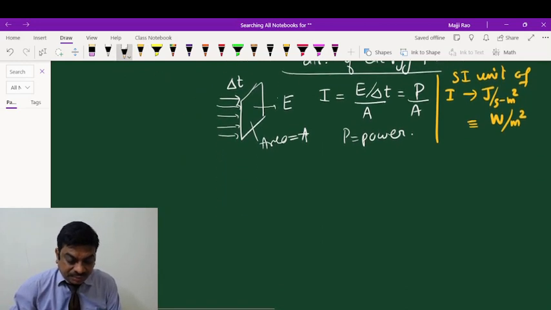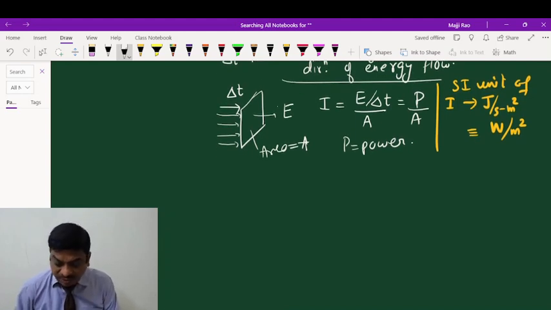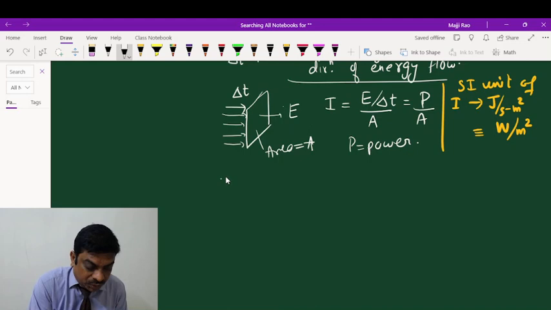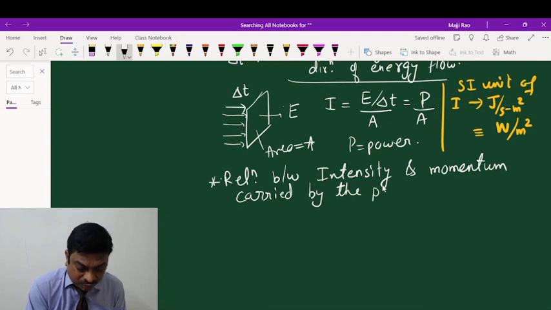Then next, we'll see the relation between intensity and momentum carried by the photons, of course, of electromagnetic wave.